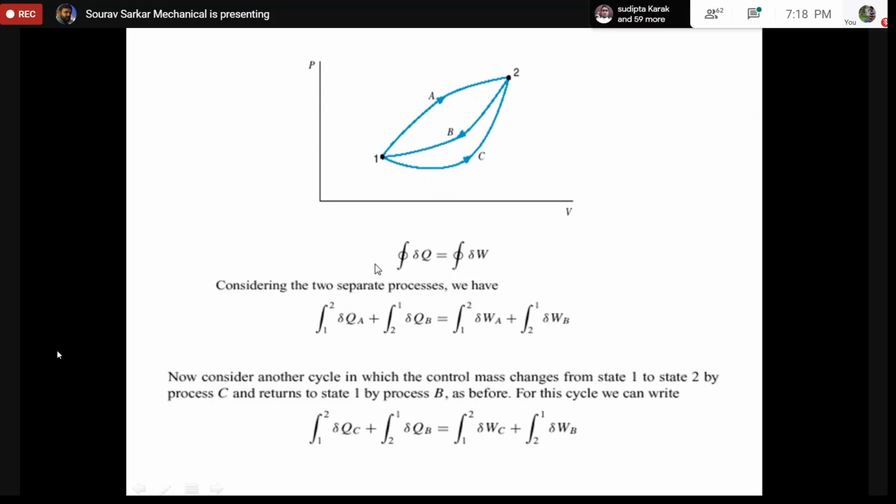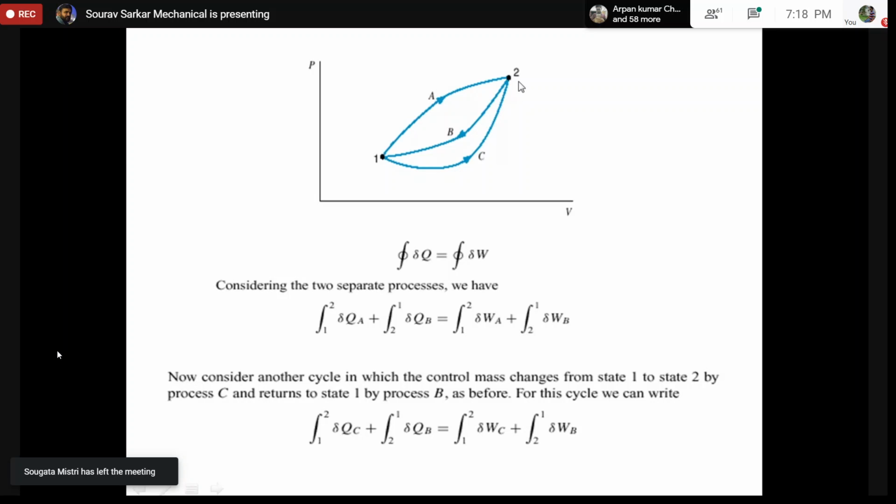Okay, so next look into the path which is basically between B and C. So what is happening for B and C? This is also a cyclic process. So you are basically moving from point 1 to 2 through the path C, and from 2 to 1 through the path B. So it is basically this cycle. So you are traveling through C and coming back through B.